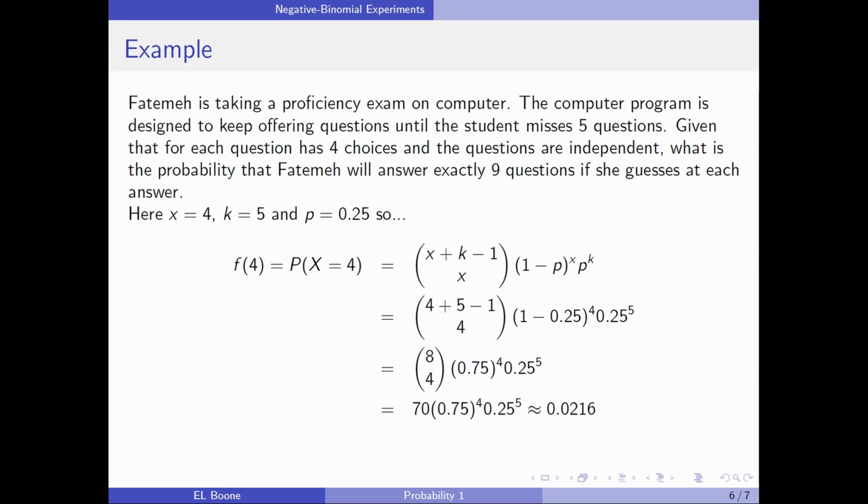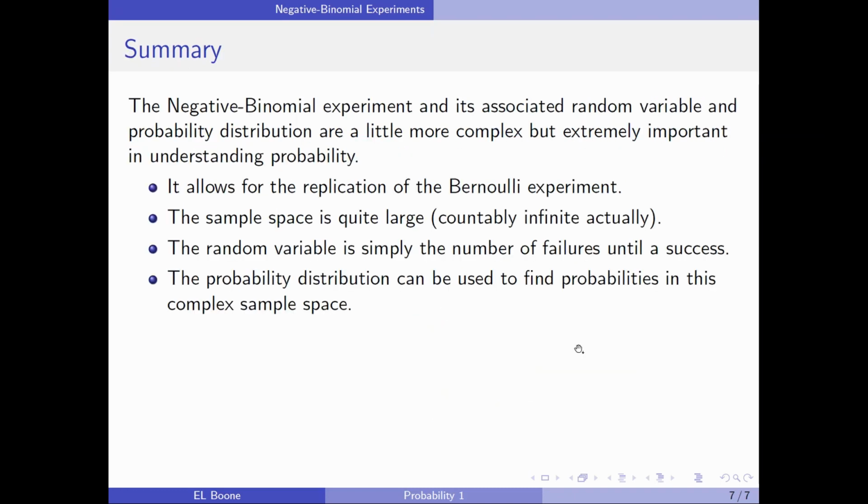Right now, we're just trying to introduce different distributions. So again, it's a Bernoulli experiment. Sample space is really large. Random variable is the number of failures until a success. Not a success, but the kth success. And we have the probability distribution, so we're good to go. Now we have another one to look at, and then we'll actually start using something. So let's find out what that another one is in the next video.